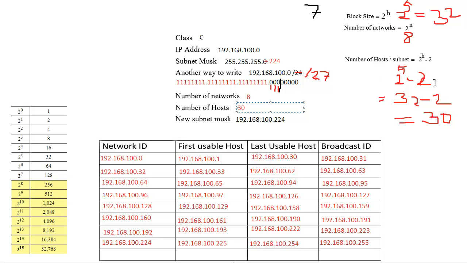So how many total hosts? This 30 is the hosts per subnet. So the total hosts will equal 30 times how many subnets we have? 1, 2, 3, 4, 5, 6, 7, 8. So it will be 30 into 8, which is 240 total hosts.